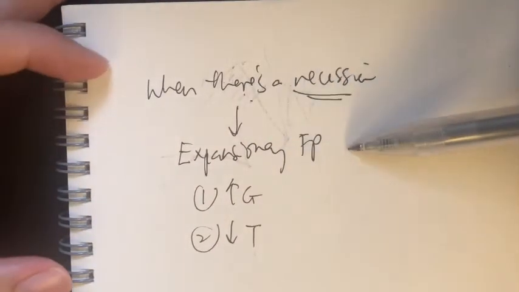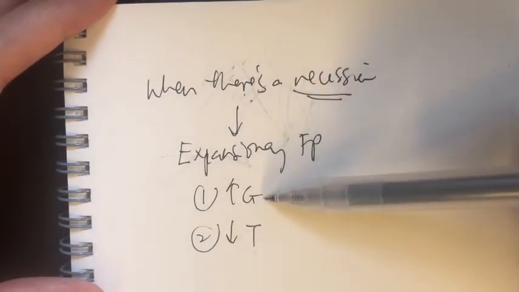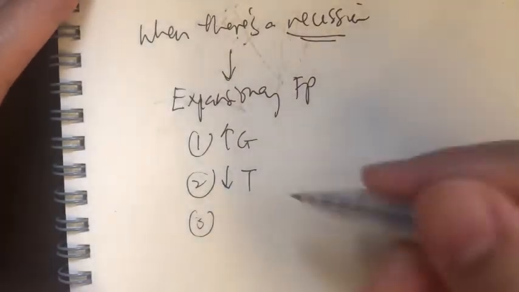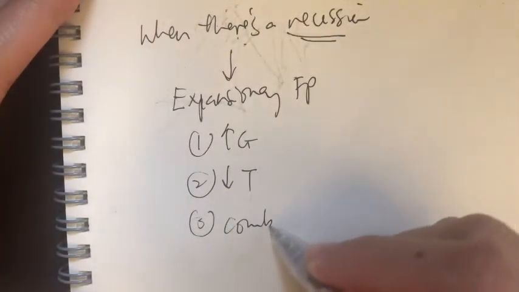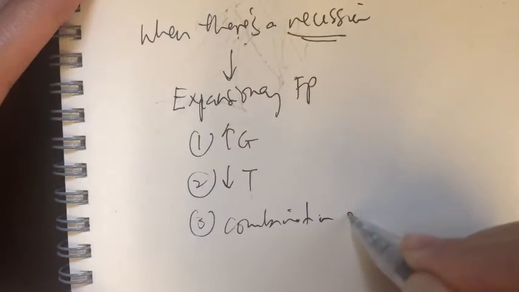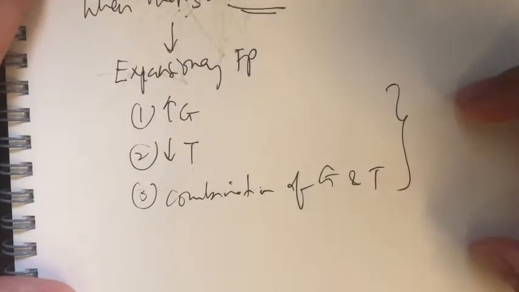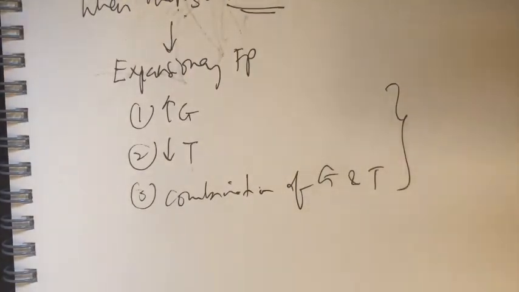Okay, so to recap, when there is a recession, what the government can do is to adopt the expansionary fiscal policy. How? By either increasing government spending or reducing taxation. Okay, and of course there's actually a third way, which is to have a combination of both G and T. So the thing is, regardless whichever method you choose, it will get the same result.